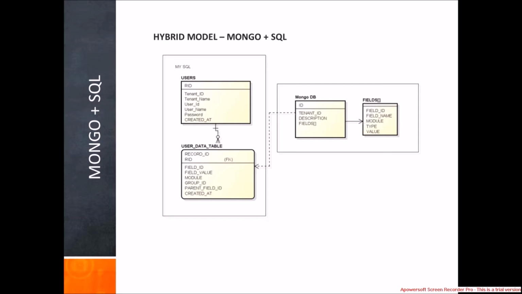Whereas user-generated data is split across two tables, users and user_data_table. The users table is the master table which contains all the user information such as user registration as well as credentials. It also contains the tenant ID to user ID mapping to identify which user is associated with which client.